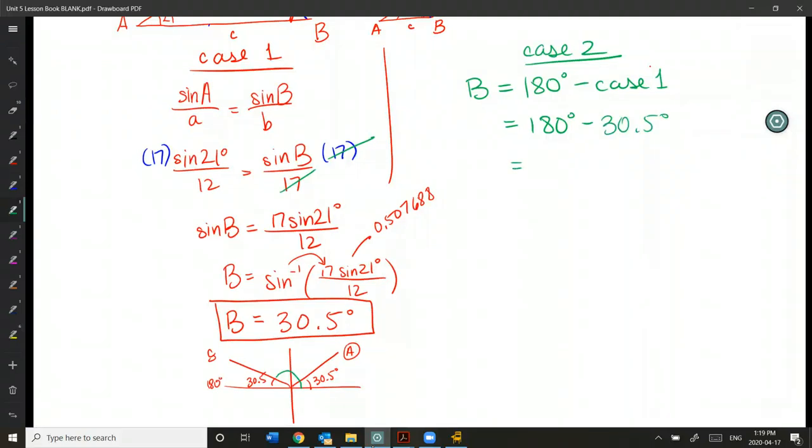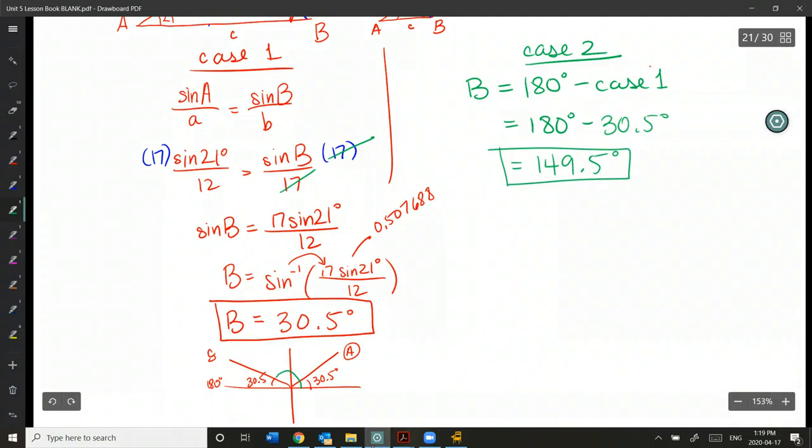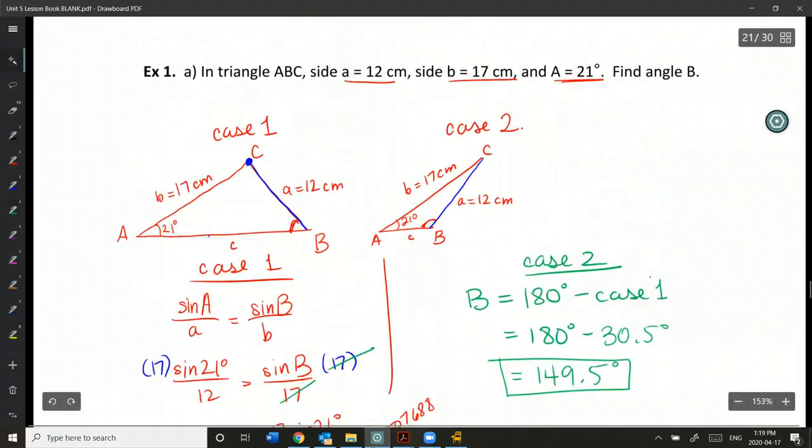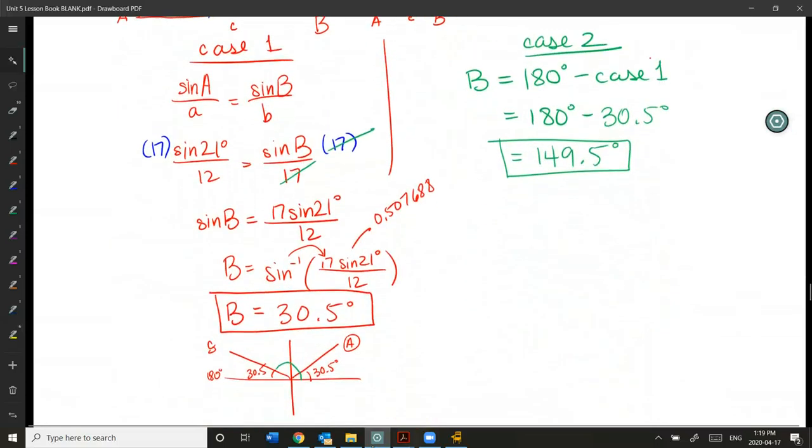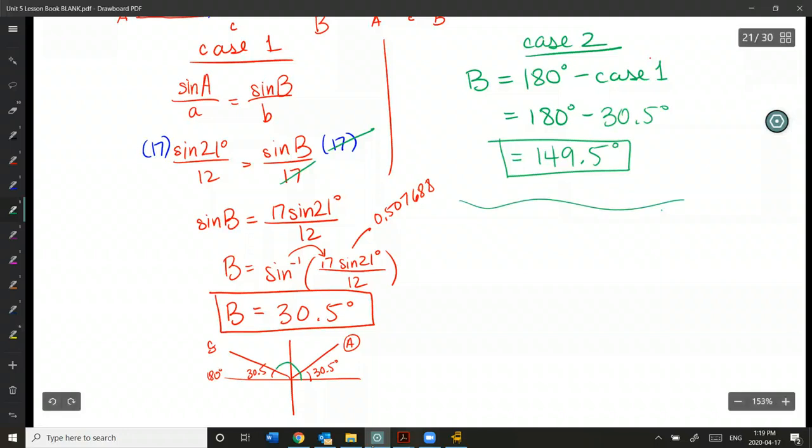Great. So we should get 149.5 degrees for our second option for angle B. Now, what I always like to do in these scenarios is double check my findings by making sure that angle C in both of these cases, or at least in case 2, is a possible angle, because sometimes there's only one triangle that can be created, but we don't know that until we check angle C for case number 2.